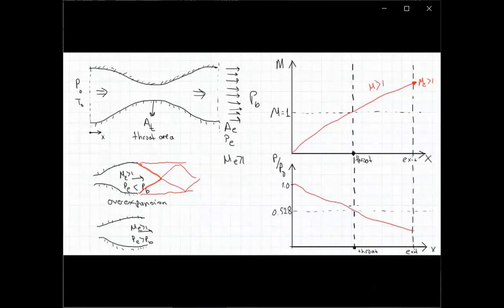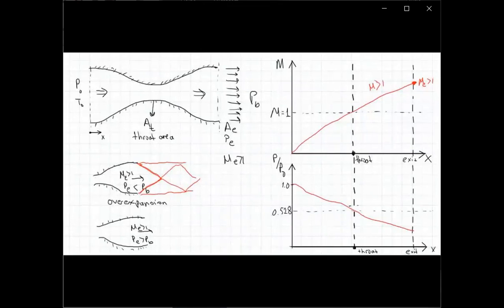Now this is called underexpansion because ideally we would want the flow to expand to P_B. So we want ideally P_E equal to P_B. That's the perfect expansion. However, it's not expanded to that level, so it's still higher. But outside we still have P_B, so it has to reduce its static pressure to the level of P_B.